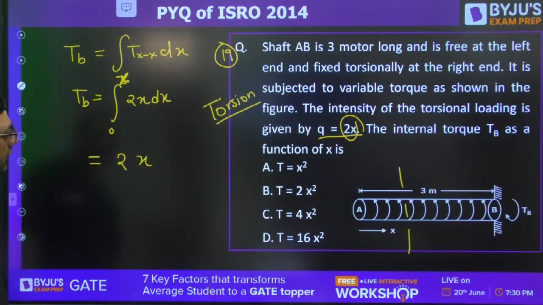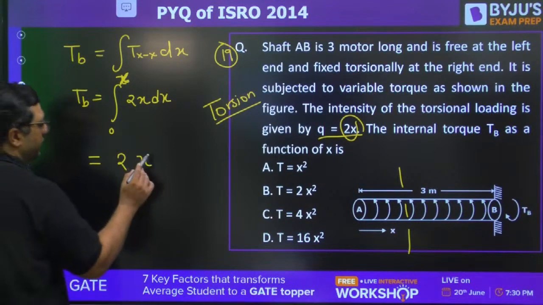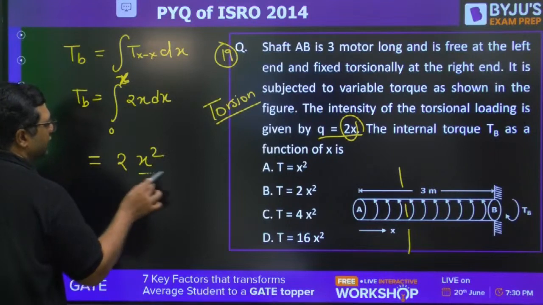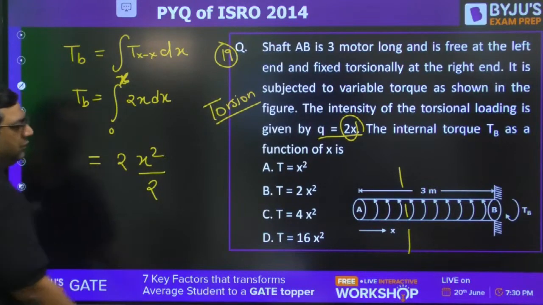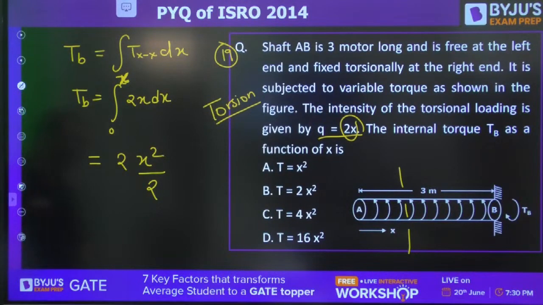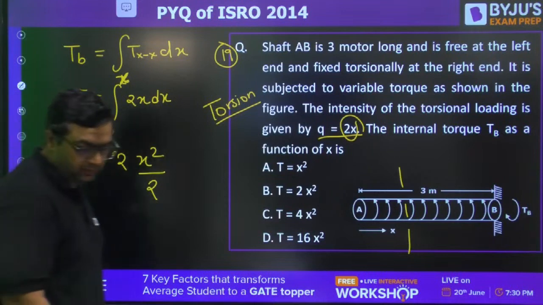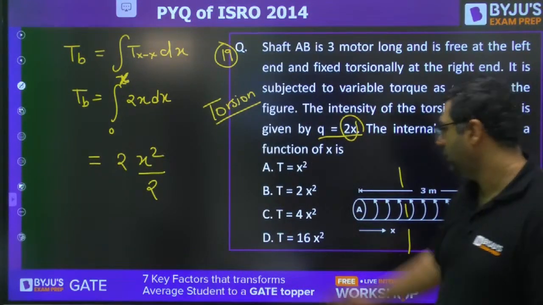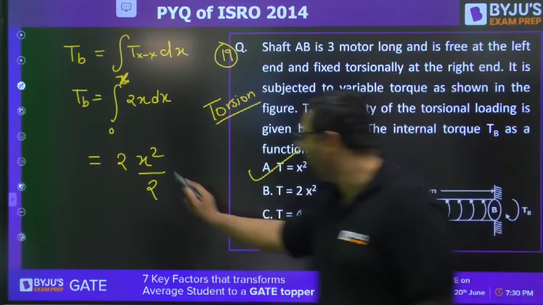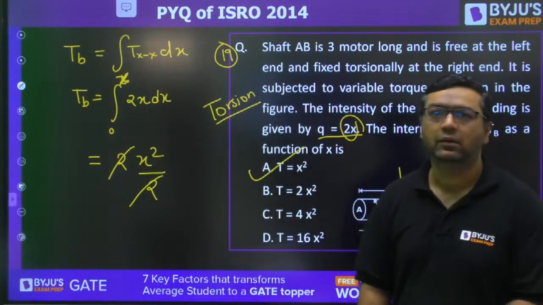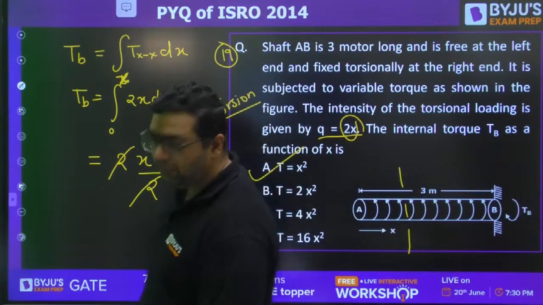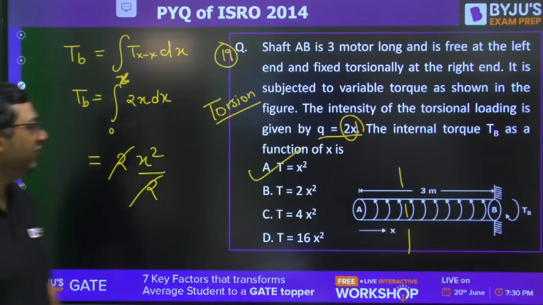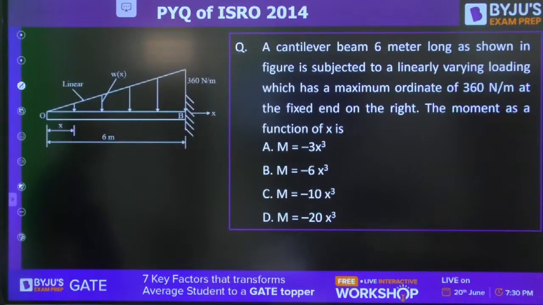Yes, this is 2x. So when you go for integration, it will be 2x square by 2, na? Or have I made any mistake? Is it A or B? A will be the answer. A. Because the 2s will get cancelled out, na, Sachin? Yes, A will be the answer. Moving further. Question number 20.